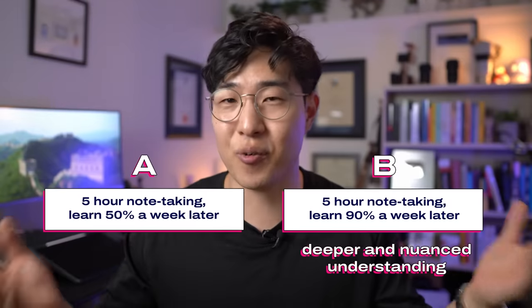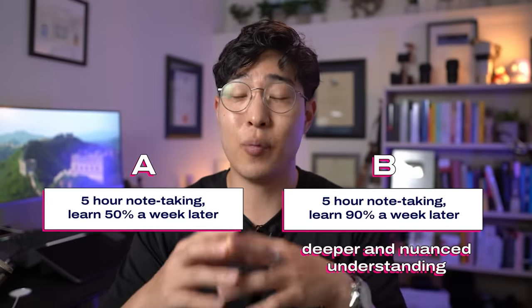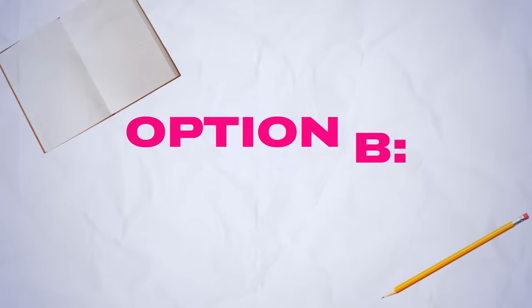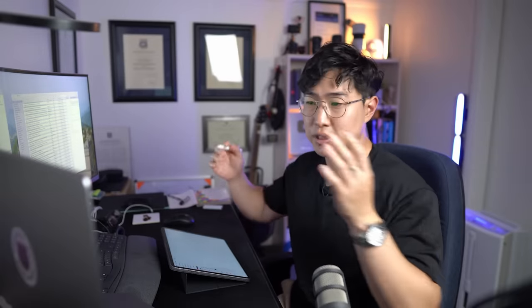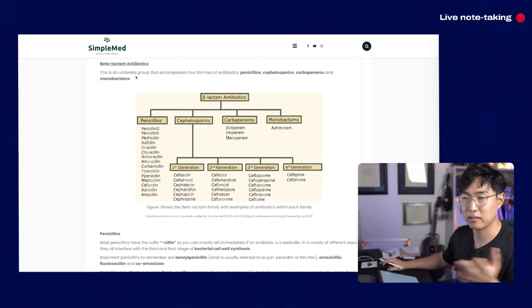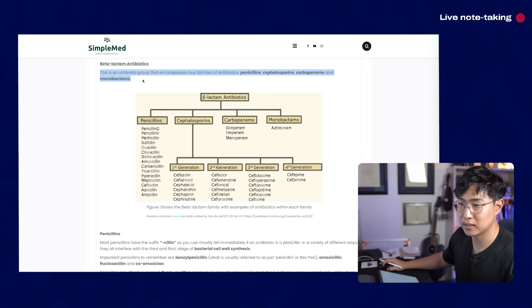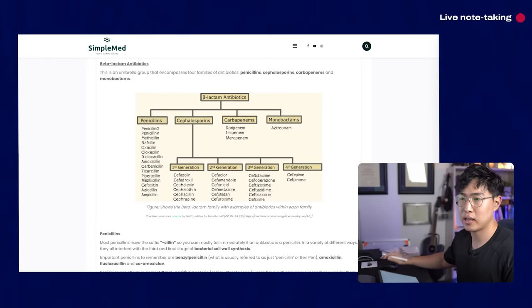But thanks to the amazing work of really smart researchers out there over the last 20, 30 years, we've got an option B now. So what is that option B and how do top learners write notes and why is it messy? So let's say that I'm studying from this page here from Simple Med, which is about a type of antibiotics. And I read through this first sentence and see this diagram. Now, there's a lot of information here and there's a lot of different ways that I can try to tackle this. I've got some ideas here.